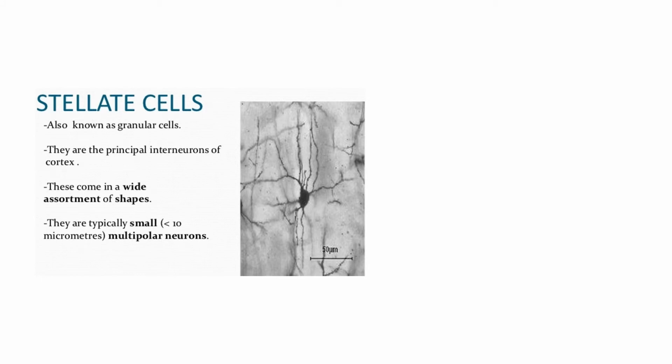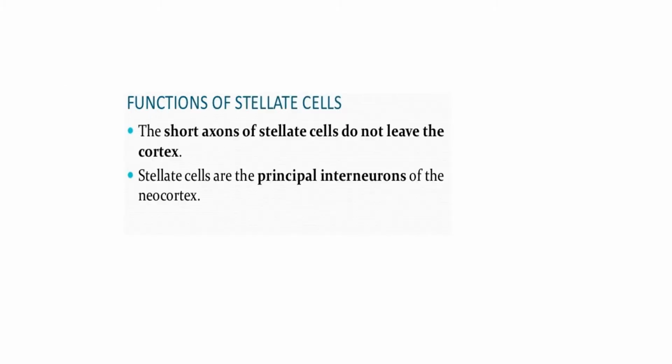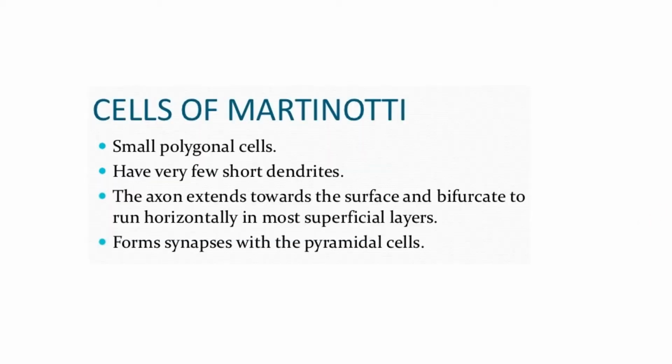Now, the other principal cell which we discussed was the stellate cells. They are principally interneurons and are of different sizes and shapes. They are multipolar, and these stellate cells are the principal interneurons present in the neocortex. They do not leave the cortex. They are limited to the cortex of the cerebrum.